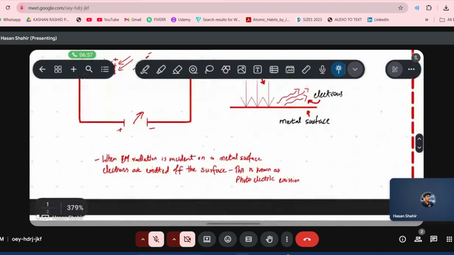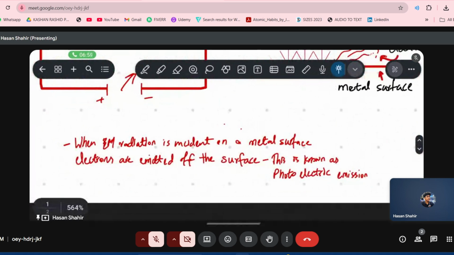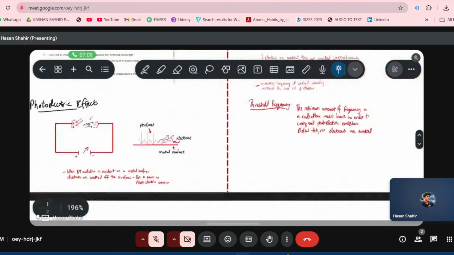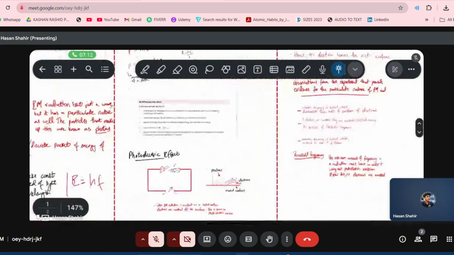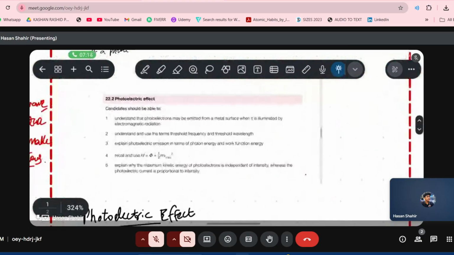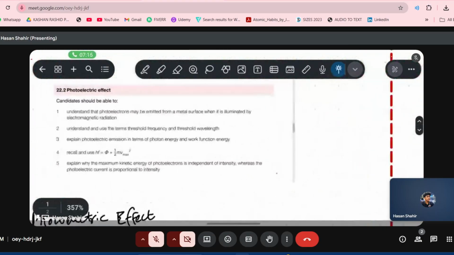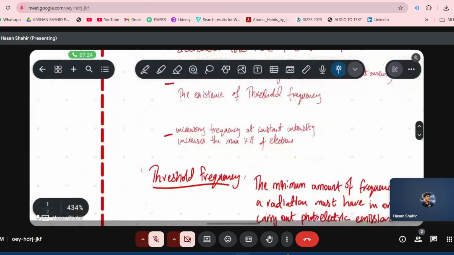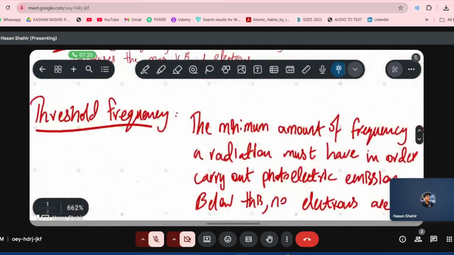All right. So the basic summary of this experiment is that when electromagnetic radiation is incident on a metal surface, electrons are emitted off of the surface. This is known as photoelectric emission or the photoelectric effect. Now, before we move on to the observations of this experiment, we're going to be focusing on a few key terms. First of all is our threshold frequency.